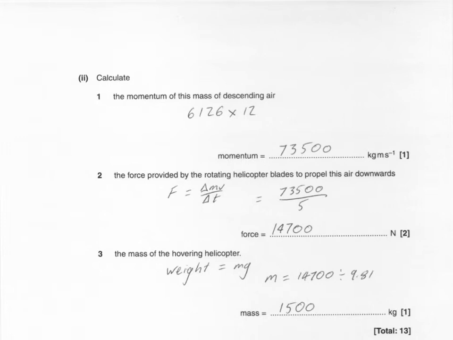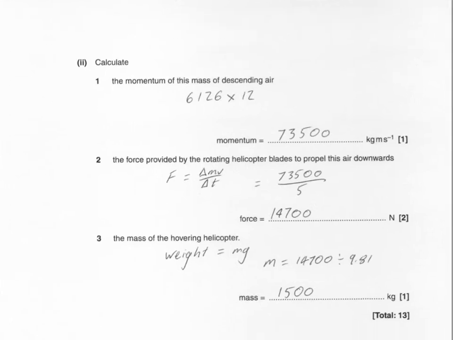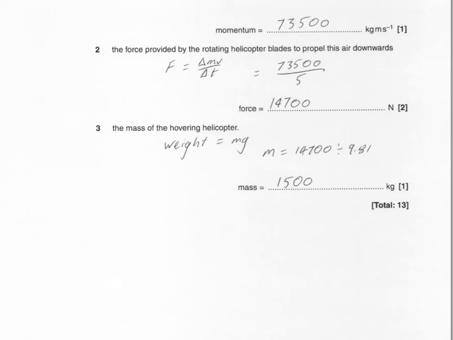Key question then is being asked to calculate the force, and the idea, again, force is rate of change of momentum. So this is all Newton's law stuff. Newton's second law, force is rate of change of momentum. So I can have the momentum that we've given that air, the 73,500, rate of change, divide that by the time interval, it's running for 5 seconds. That gives me a force downwards of 14,700.